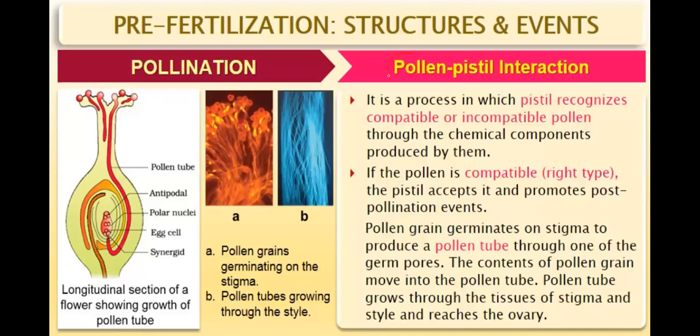Now pollen-pistil interaction. What do you mean by pollen-pistil interaction? It is the process in which the pistil recognizes compatible or incompatible pollen through the chemical components produced by them. If the pollen is compatible, that is the right type, the pistil accepts it and promotes post-pollination events. Pollen grain germinates on a stigma to produce a pollen tube through one of the germ pores. The contents of the pollen grain move into the pollen tube. The pollen tube grows through the tissues of the stigma and style and reaches the ovary.